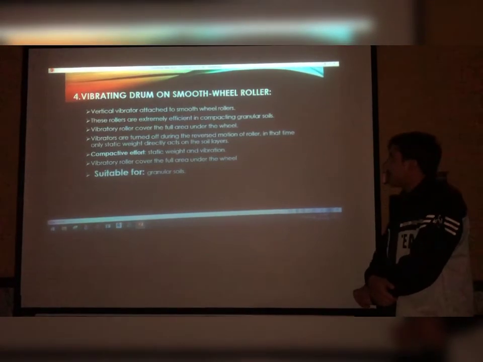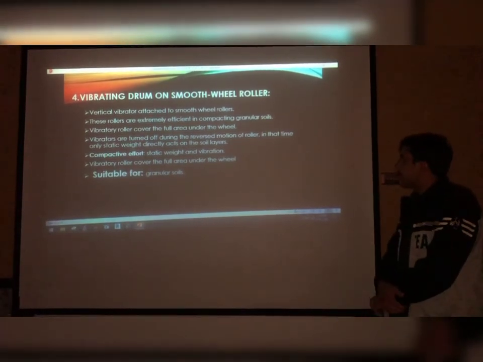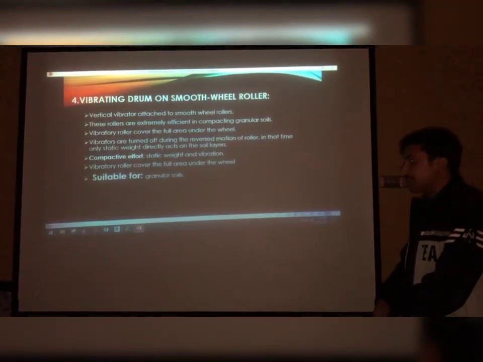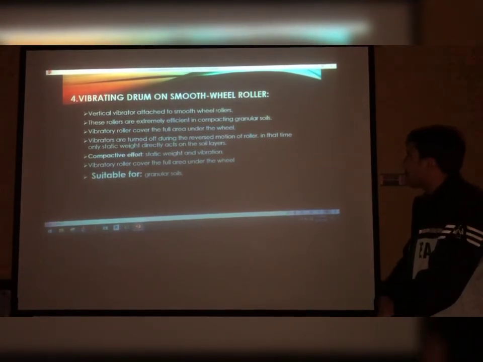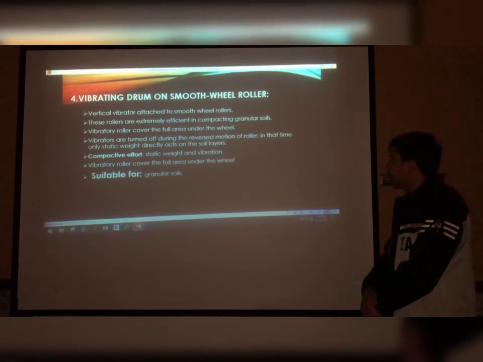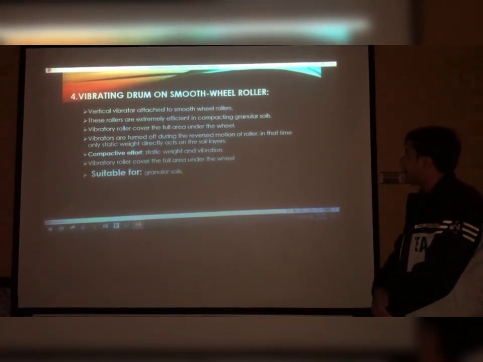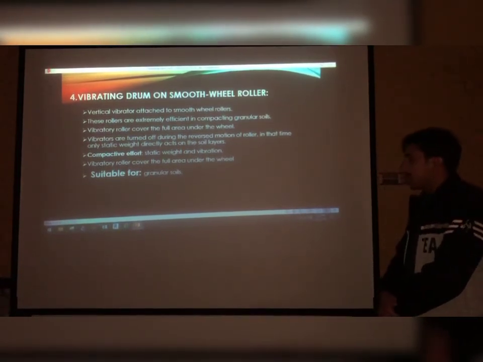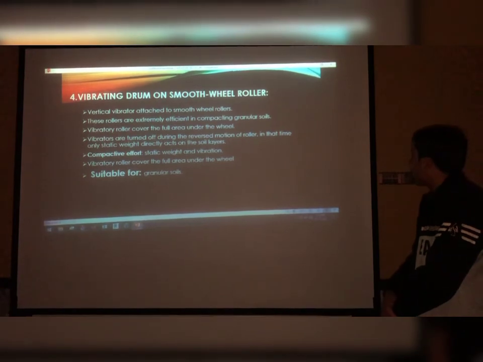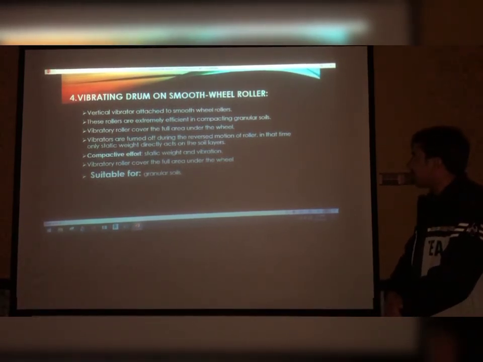The fourth one is the vibrating drum or smooth wheel roller. A vertical vibrator is attached to the smooth wheel roller. If we attach a vertical vibrator, then it becomes a vibrating drum smooth wheel roller. These rollers are extremely efficient in compacting granular soils. Vibratory rollers cover the full area under the wheels. Vibrators are turned off during the reverse motion of the rollers. At that time, only static weight acts directly on the soil layers.